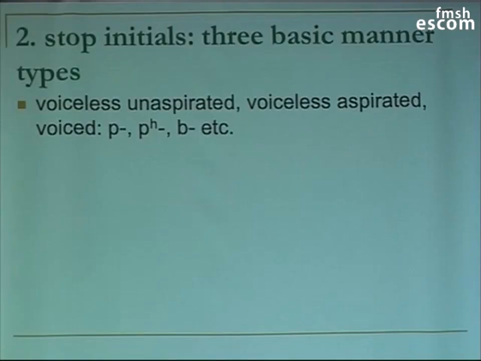The stops are really the backbone of the phonological system, and in this case we distinguish three sets of stops in all Chinese: voiceless unaspirated, voiceless aspirated, and voiced. So at any given point of articulation you will have three stops. For the labial point of articulation, it will be p, p, b, right? And then p, p, b, and then k, k, g. And for the affricates, it will be z, sorry, c, c, z.